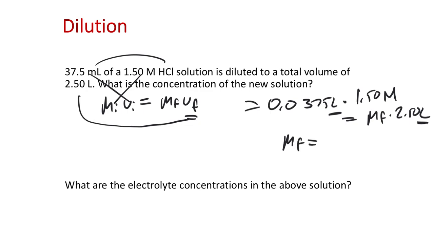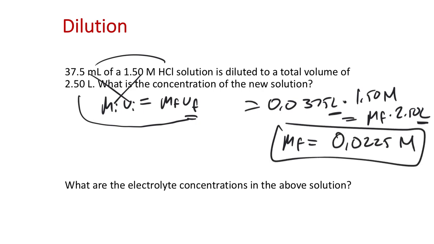So my Mf is 0.225 mole per liter. So we reduced the concentration of our solution. Notice, of course, molarity has dropped due to this dilution step here.